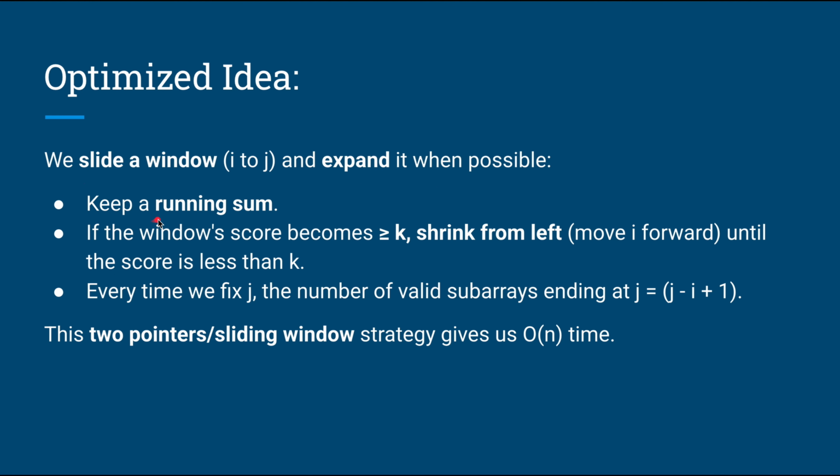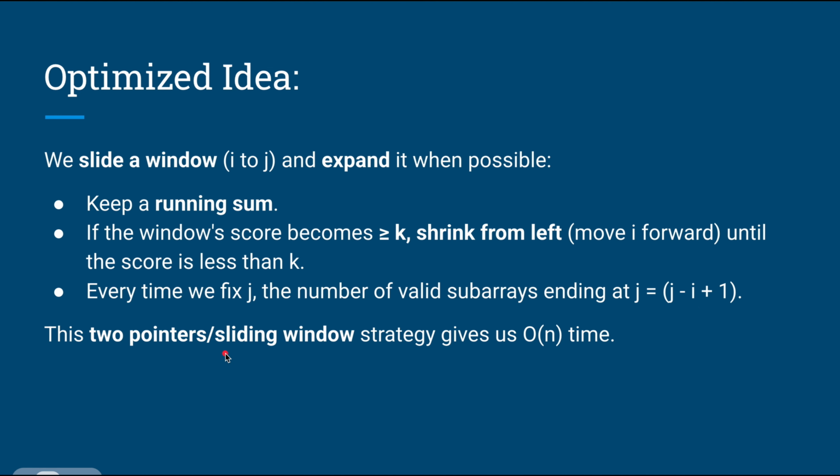First, we will keep a running sum. If the window's score becomes more than the given k, we will shrink from the left and move i forward until the score is less than k. For every j we fix, the number of valid subarrays is j minus i plus 1, and you will get your result.